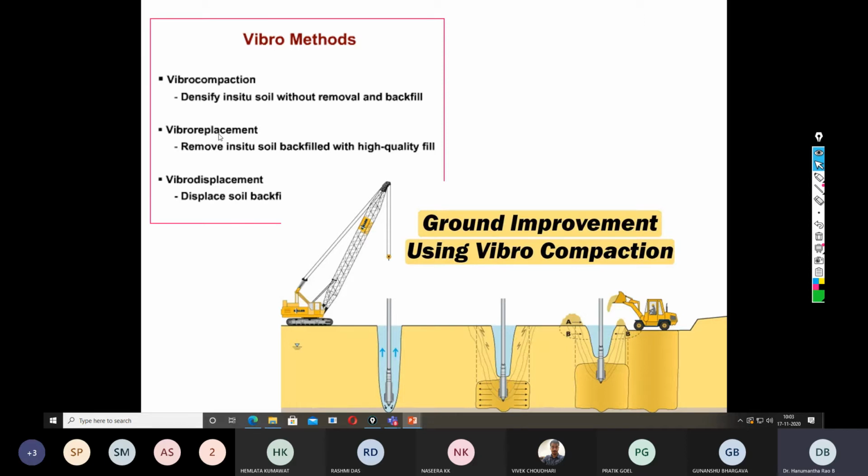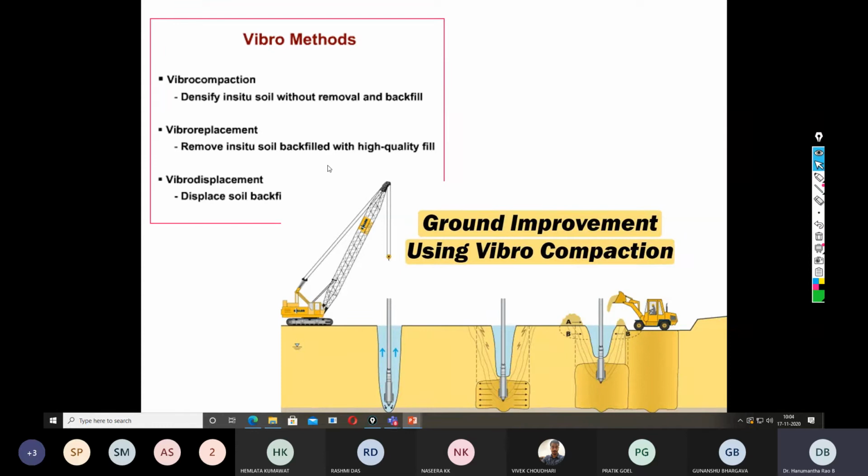Now next is vibro replacement. In the first one, it is only the compaction, simple compaction. In the second one, there is a replacement. Now here, what is replaced with what? The replacement means we are replacing the void that has been created in the in situ soil with backfill material. So vibro replacement means remove in situ soil and backfill with high quality fill. Here remove means the voids in the in situ soil are backfilled with the high quality backfill material. That's what is called a vibro replacement.